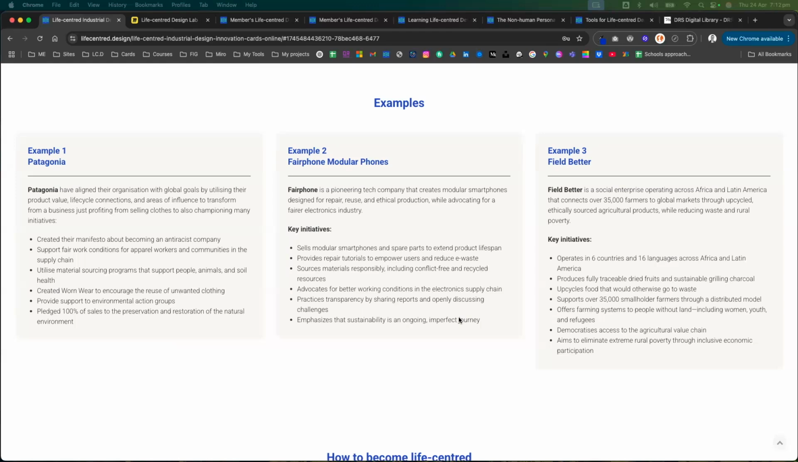Another example is Fairphone, which creates modular mobile phones. So instead of getting a whole new iPhone because the new cameras come out, you can just replace the camera. You can replace the batteries yourself. So it's really reducing a lot of waste, but they also advocate for better working conditions across the life cycle. And they practice transparency by sharing all of their reporting, etc.